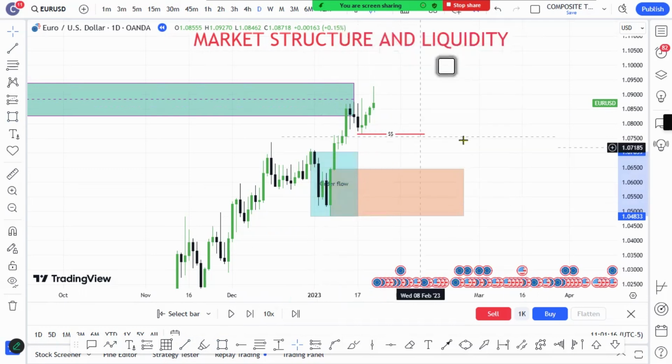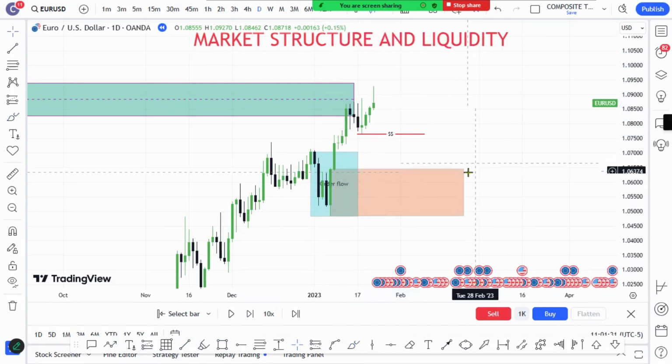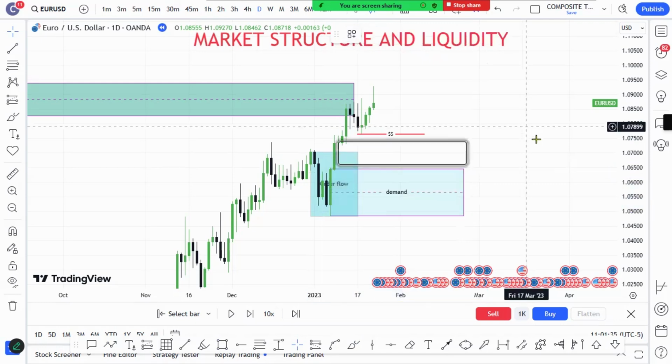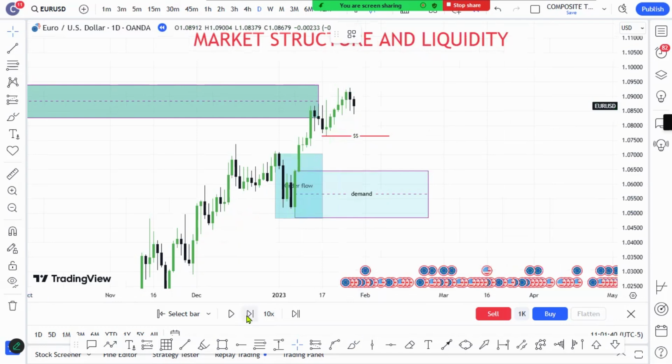This can be my order flow, whereby the market sometimes will just react to that order flow and go higher. But if it comes to the order block, the demand zone here, for example, this is my demand, then I'll be buying from that particular demand. So let's see what is happening.